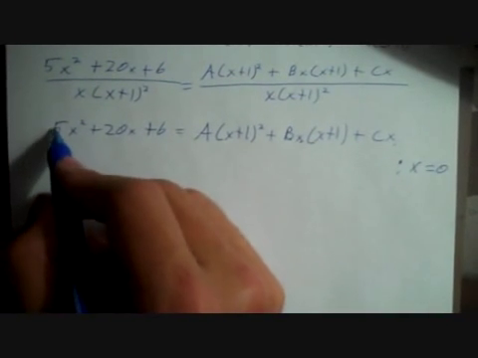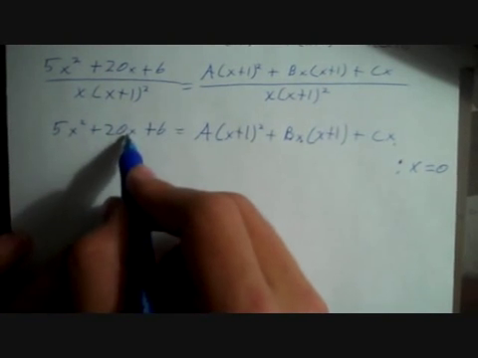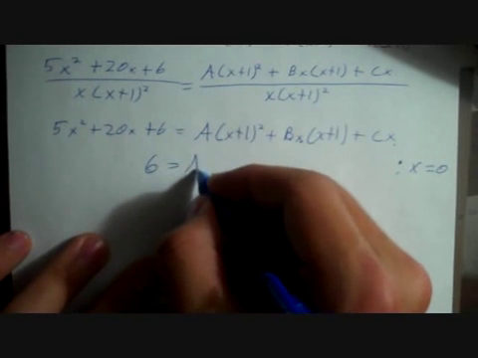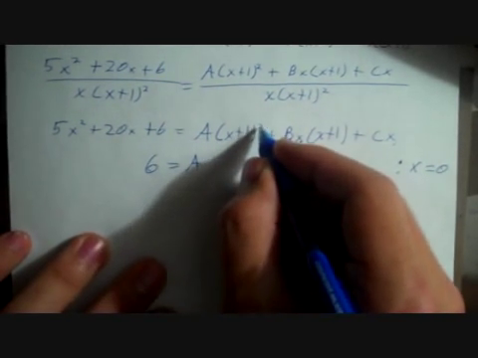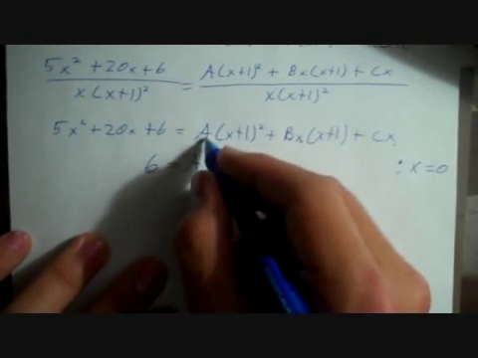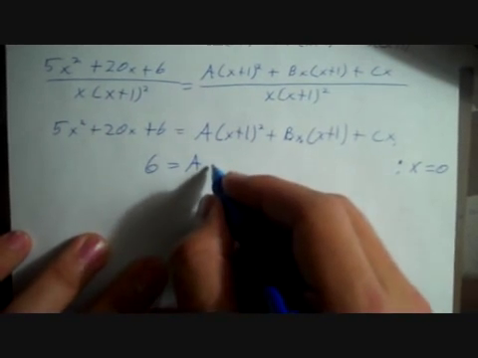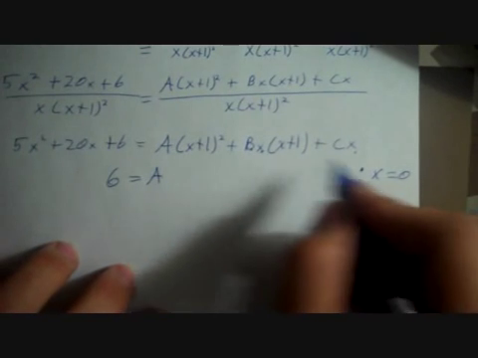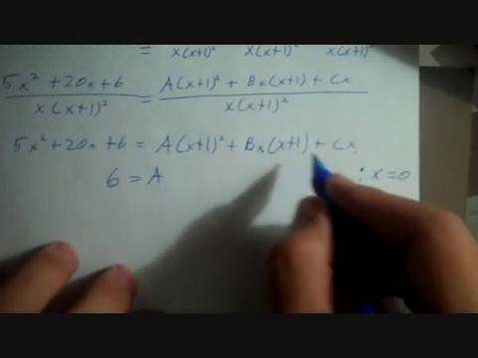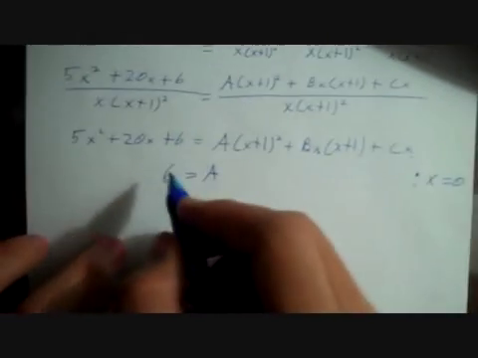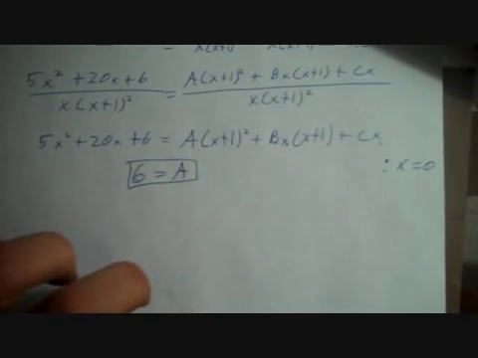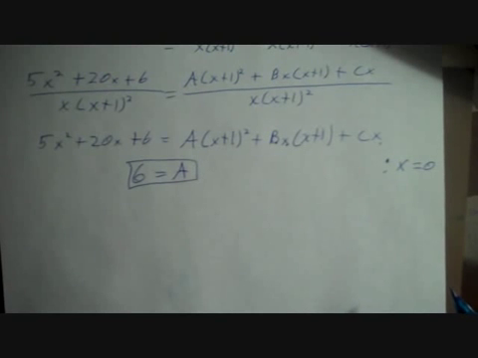So if x equals 0, we'll have 5 times 0, so that's 0, plus 20 times 0, so that's 0. So I have 6 equals a times 0 plus 1, that's 1 squared, so that's just 1, so a times 1 is a, plus, well, if x equals 0, we'll have b times 0, so this will be 0, and c times 0, so this will be 0. So really, we just have 6 equals a. Pretty convenient. It's a good convenient value for x.